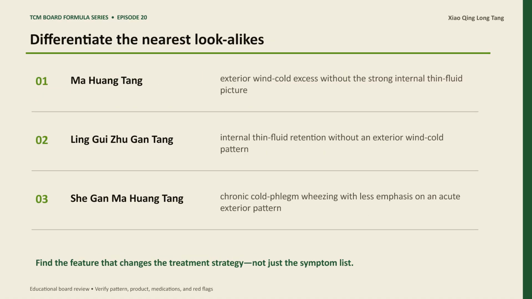Differentiate carefully. Ma Huang Tang treats exterior wind cold excess without the strong internal thin fluid picture. Ling Gui Zhu Gan Tang treats internal thin fluid retention without an exterior wind cold pattern. Shigan Ma Huang Tang treats chronic cold phlegm wheezing with less emphasis on an acute exterior pattern. When two formulas seem close, identify the single feature that changes the treatment strategy.